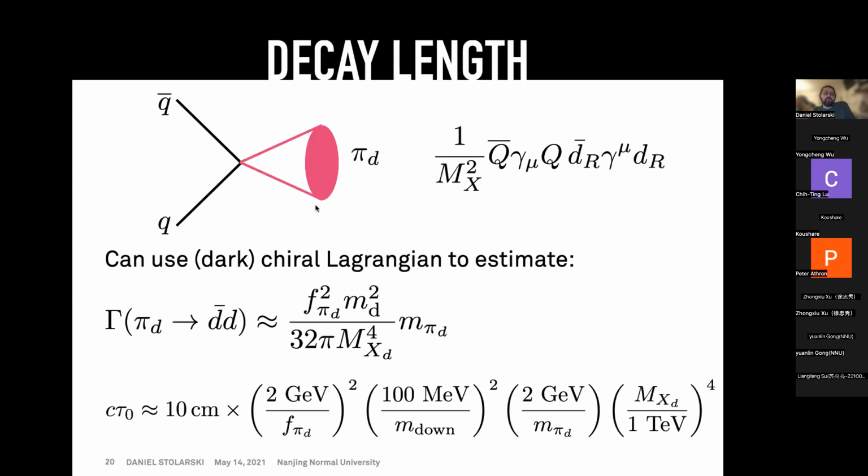And then we can compute the decay length, right, just from the dark chiral Lagrangian plus this four-Fermi operator. And this is the formula. Or if you want to figure out the lifetime, the scale, again, is something like 10 centimeters times, of course, a bunch of constants we don't know. But if you set them to reasonable values, you get something like 10 centimeters.